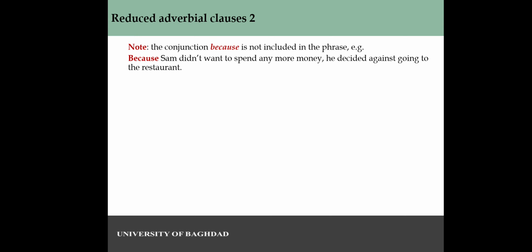We need here to delete the conjunction because, the subject Sam and the auxiliary did. But we need to keep the meaning of negation, as we'll see. Not wanting to spend any more money, Sam decided against going to the restaurant. We put not here in front of the main verb wanting after adding ing to that main verb.